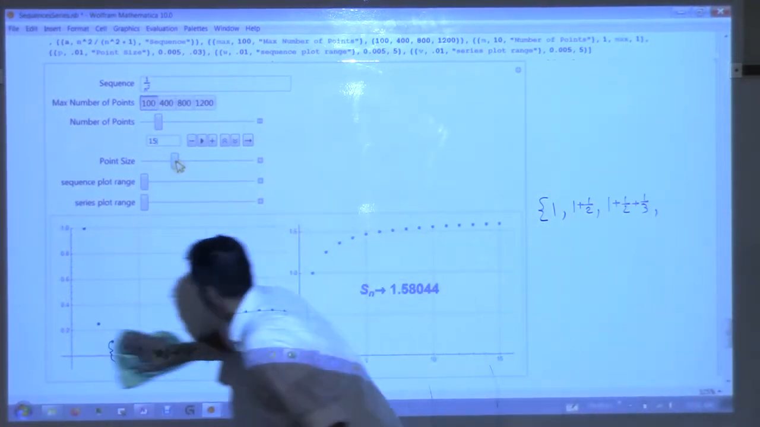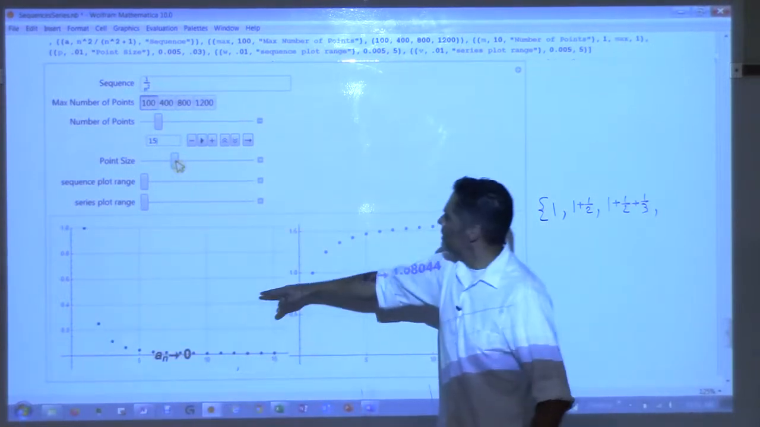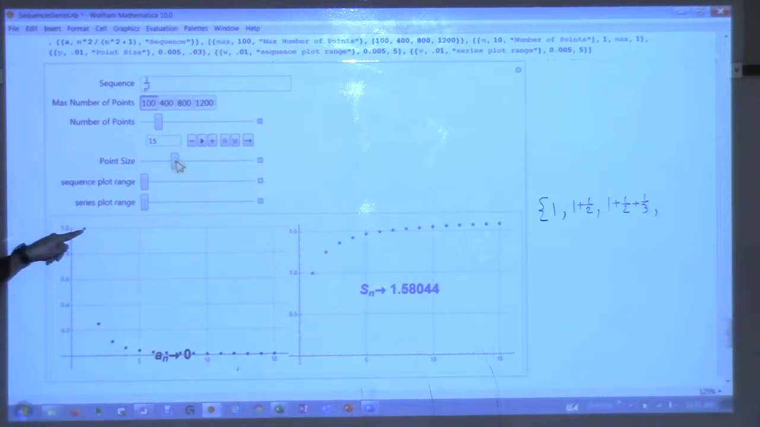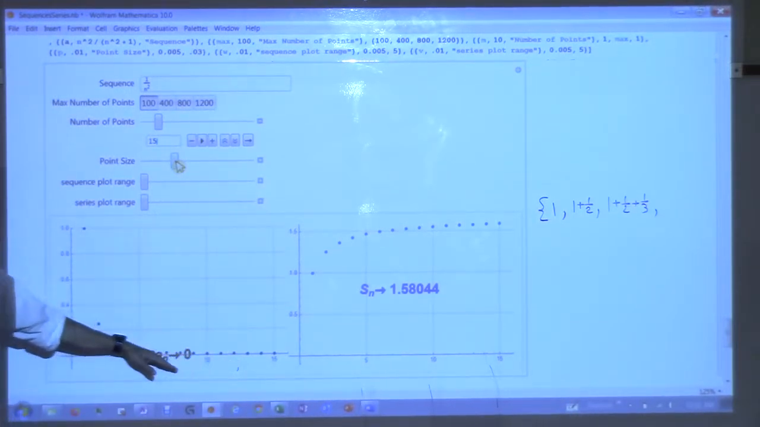So remember, this sequence over here, this is 1 over n squared. So the first number is 1, right? Then 1/2 squared, 1/4, right? Then 1/3 squared, 1/9. Yes? 1/16. So this is obviously converging to 0, 1 over n squared.